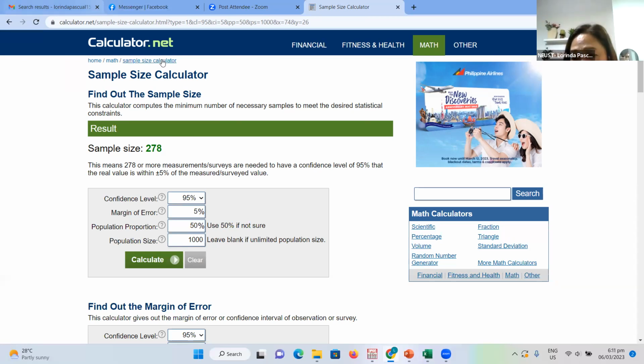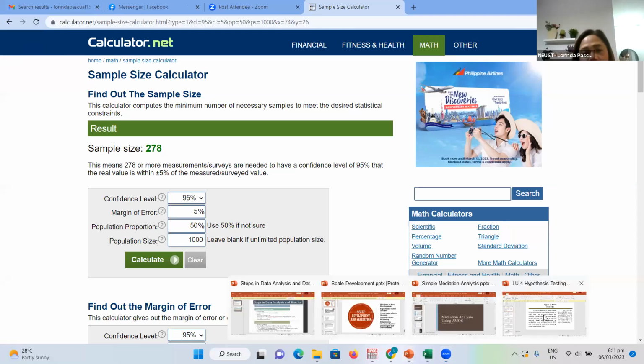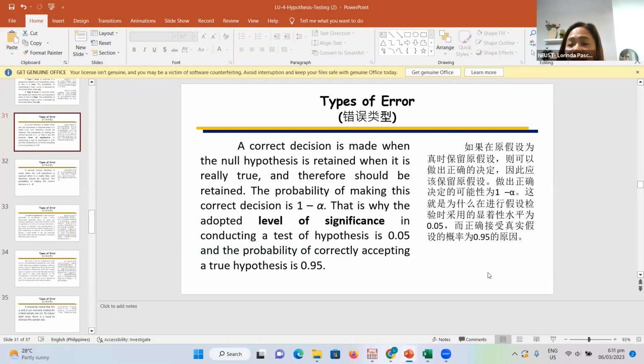So naintindihan niyo na bakit ni-relate yung margin of error dun sa sample size? Kasi meron lang tayong margin of error na tinatawag. Pag kulang yung sample mo, hindi siya representative ng population kasi kinulang ka, tataas yung error nun. And sometimes, pag masyado siyang mataas, hindi na siya acceptable. So pag hindi na siya acceptable, mali yung decision mo to reject or retain the null hypothesis because of the sampling that you did.